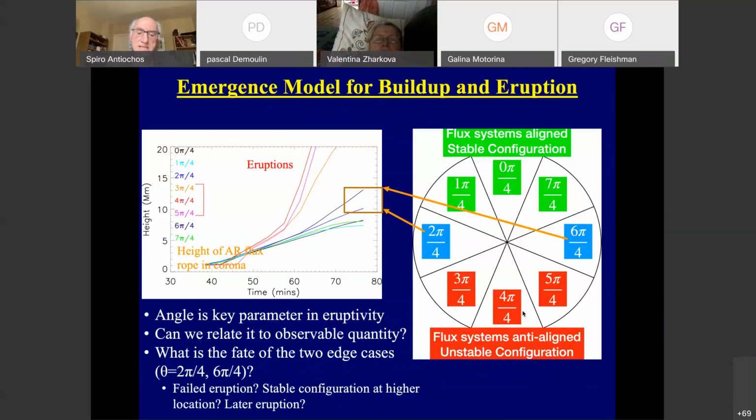And then James has very recently done calculations for varying the angle from being fully aligned to being anti-aligned. And what he finds is that if the angle of the flux rope with the overlying field is close to anti-alignment, you get these eruptions. If the angle is close to aligned, the flux rope does not erupt. And if you get in between, like 90 degrees, you get basically a mess. Some of the flux takes off, some of the flux does not take off. So this is work that we're preparing for publication now.